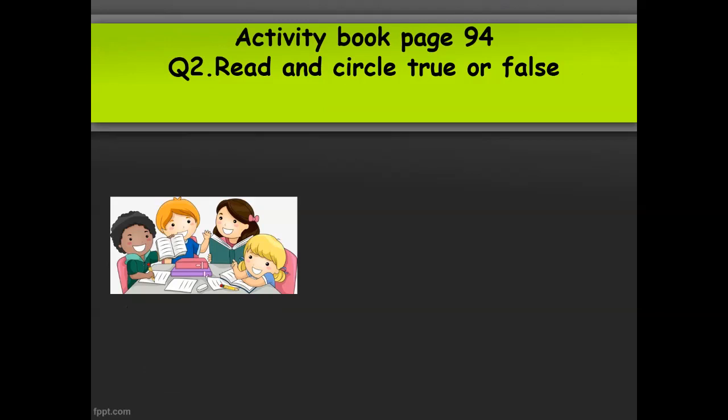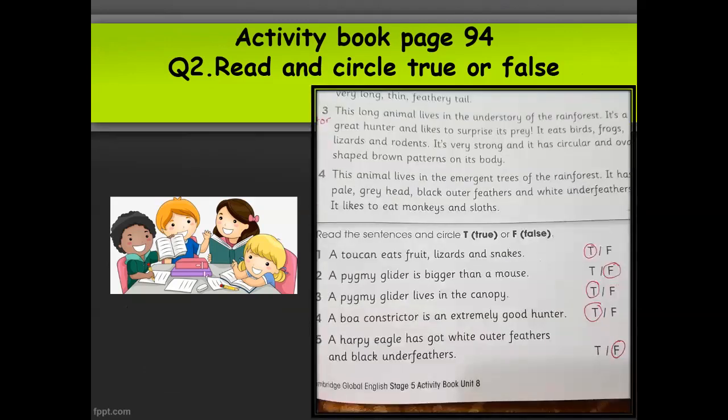Then we have question 2, which is true or false. It's done for you. Number 1, if you go back to the paragraph, you're going to see that a toucan eats fruit, lizards, and snakes. This is true. A pygmy glider is bigger than a mouse. That is false. A pygmy glider lives in the canopy. That's true. A boa constrictor is an extremely good hunter. Well, that's really true. And number 5, a harpy eagle has got white outer feathers and black under feathers. Well, that's false, because if you go back to the paragraph, you're going to see that it's the opposite.